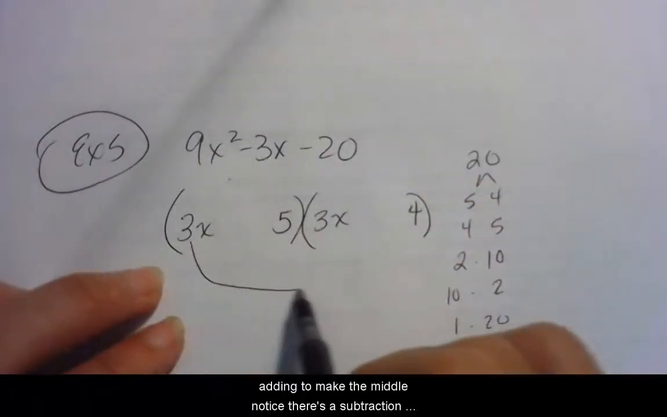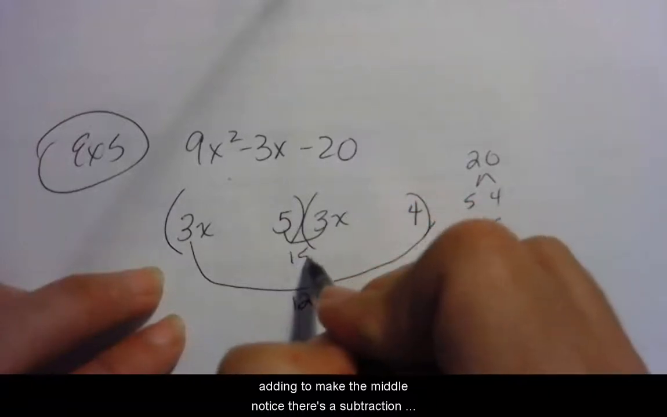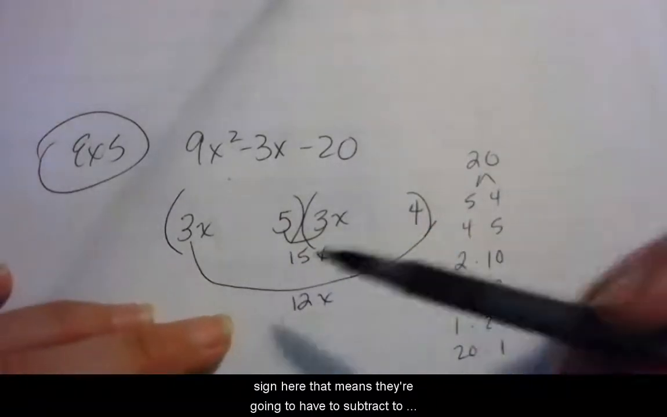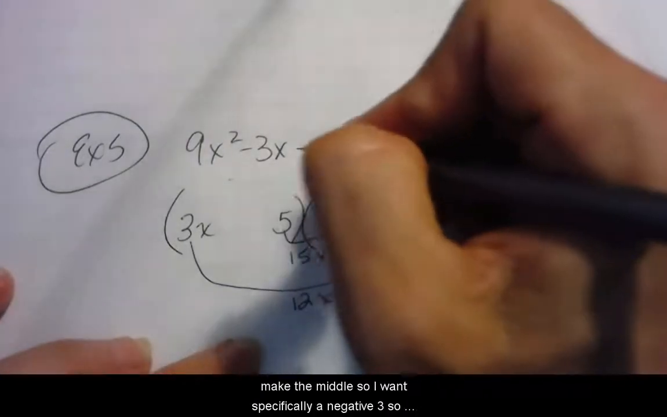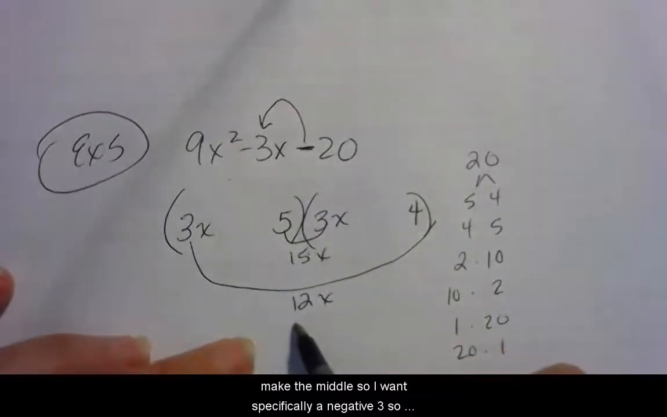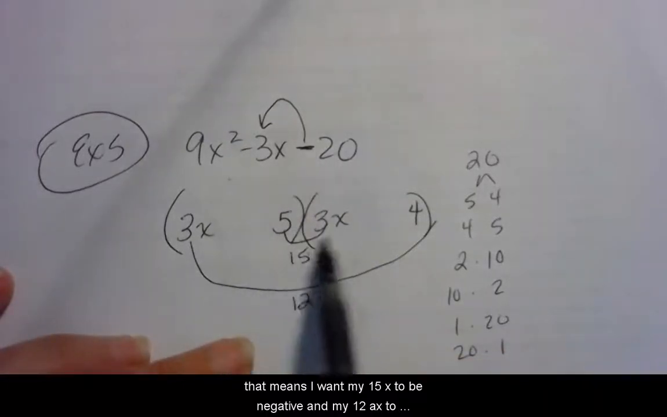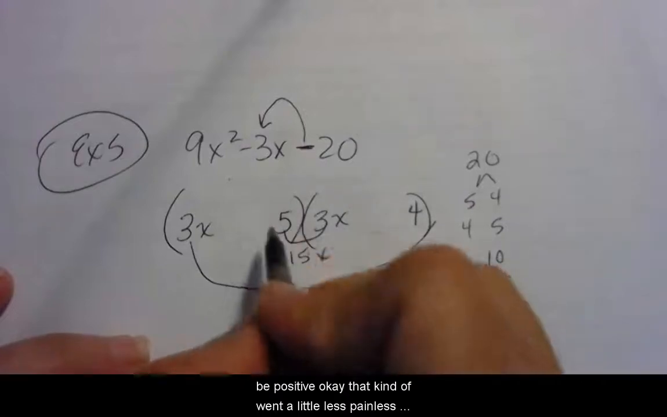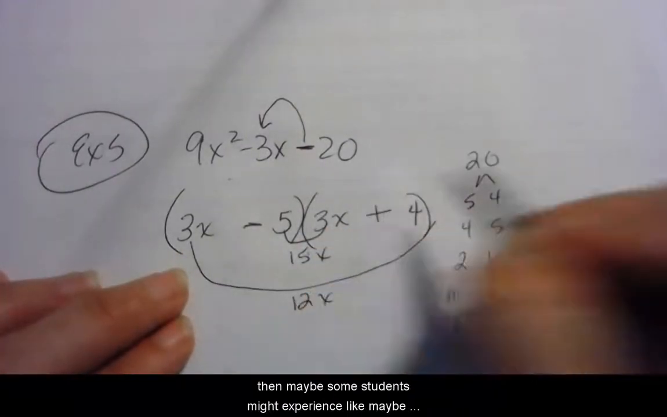Okay, so that makes a 12x, and that makes a 15x. This time, instead of these two adding to make the middle, notice there's a subtraction sign here. That means they're going to have to subtract to make the middle. So I want specifically a negative 3. So that means I want my 15x to be negative and my 12x to be positive.